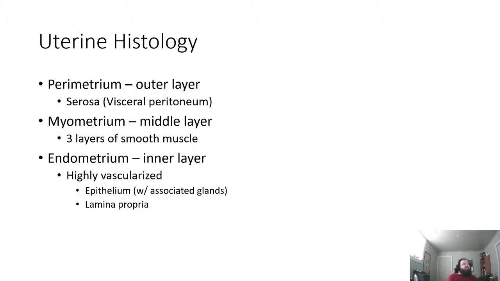In terms of histology, there are a number of layers to the uterus. We're going to start from the outside and work our way in. The outer layer is called the perimetrium, the outer layer. And it consists of a serosa, which is the visceral peritoneum, a simple squamous epithelium combined with areolar connective tissue. The perimetrium laterally is what gives rise to the broad ligament, actually.